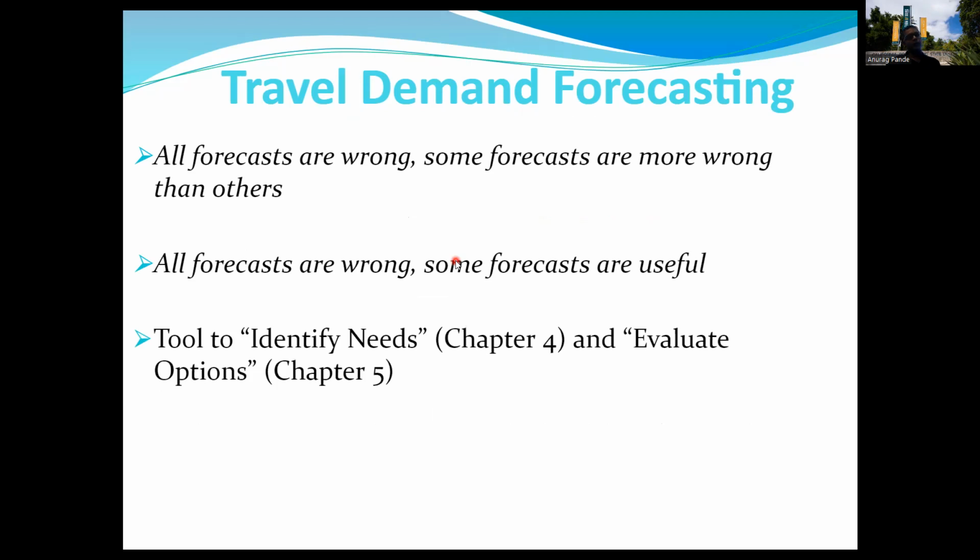One funny thing about forecasts is that all forecasts are wrong. Some forecasts are more wrong than others. This is getting at the accuracy of the forecast, right? How accurate your forecast is going to be about the future. And then the second one is all forecasts are wrong.